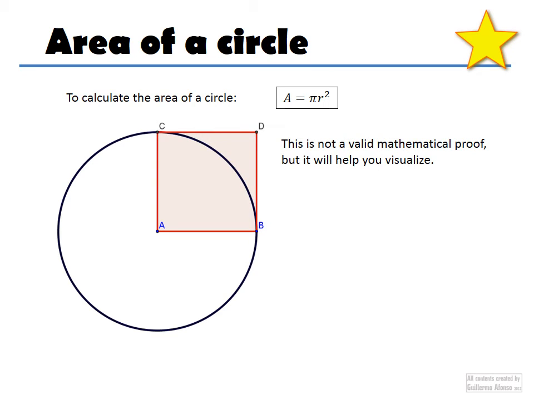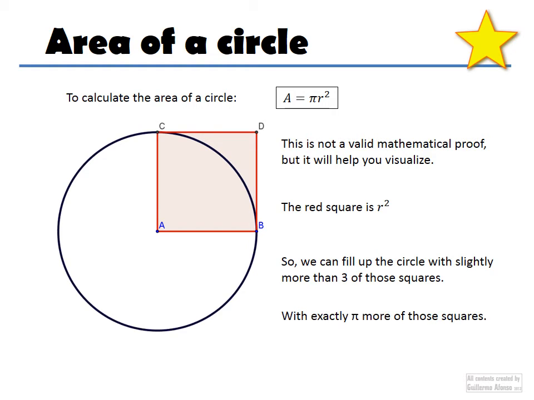So how many of these squares would it take to cover the whole circle? Well, 4 would be too many, but 3 might be just too little. And indeed, the answer is that we need exactly pi of those squares. That's the exact amount of these squares that we need, which is why the formula for the area is pi r squared, just to help you visualize.